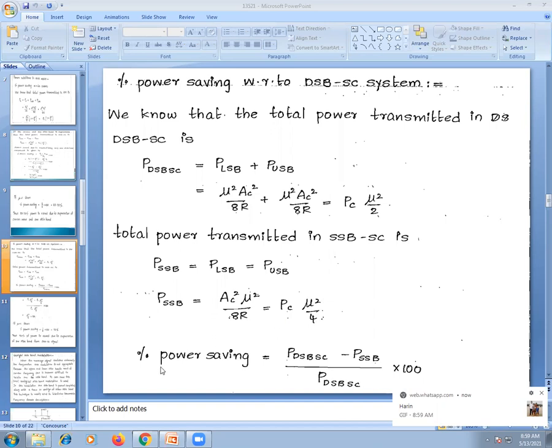Now the percentage of power saving is equal to power of DSB-SC minus power of SSB, by power of DSB-SC, into 100. That is equal to how much? PC into M square by 2 minus PC into M square by 4, by PC into M square by 2, into 100.